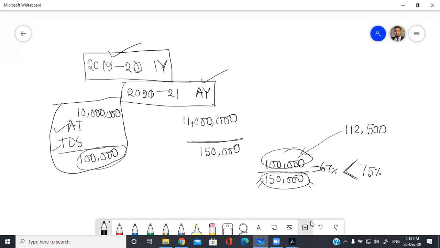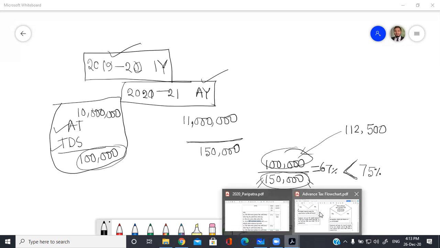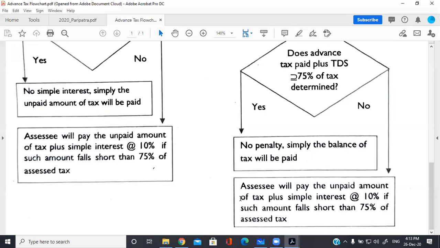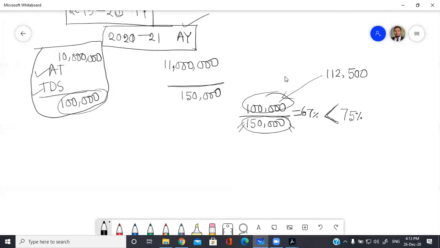The penalty is 10% simple interest. The assessee will pay the unpaid amount of tax plus simple interest at the rate of 10% if such amount falls short of 75% of the assessed taxes. Now, how much is unpaid right now out of 150,000? 12,500. If it is paid after 4 months due, there will be a calculation. I'm not showing that calculation, but remember that 10% penalty will be added on the unpaid amount. And why has this 10% additional been added? Because it is below 75% of the due amount.